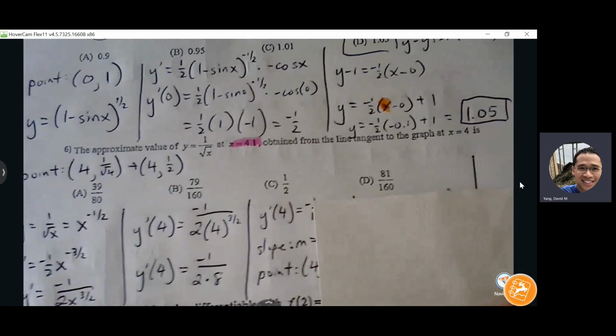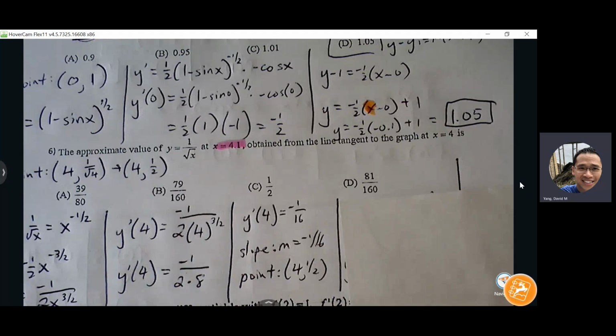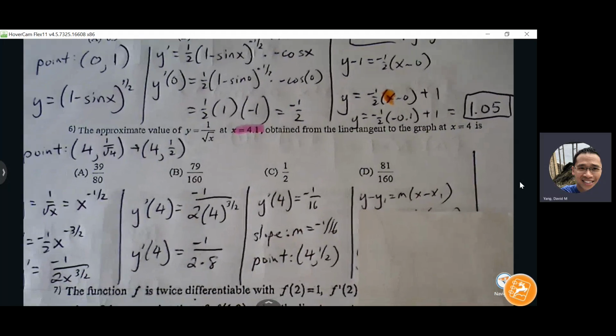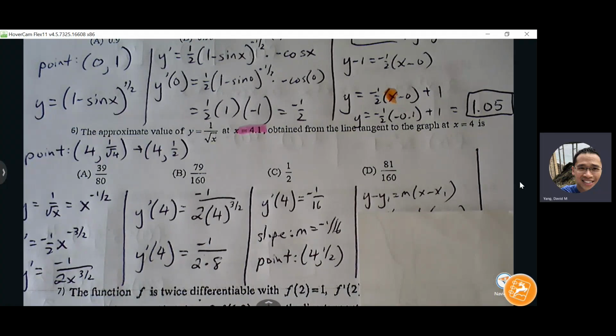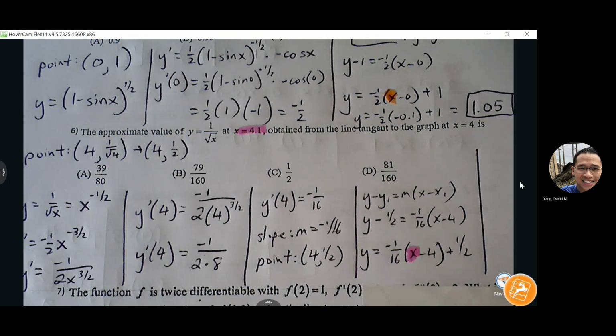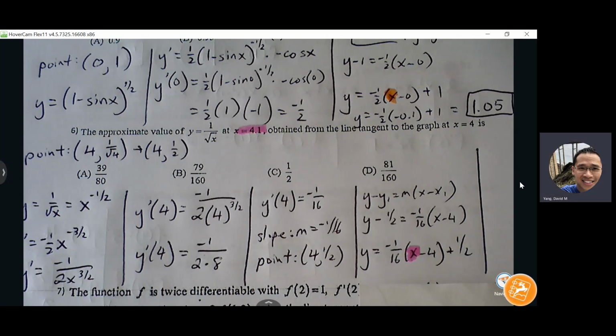So you have your slope. You have your ordered pair. Now we can put it into point slope form. Once you have point slope form, then the easiest part is to put in that decimal value. So now that you have y equals negative 1/16 times x minus 4 plus 1/2, replace the x with a decimal, and then try to get it down to one of those answer choices.